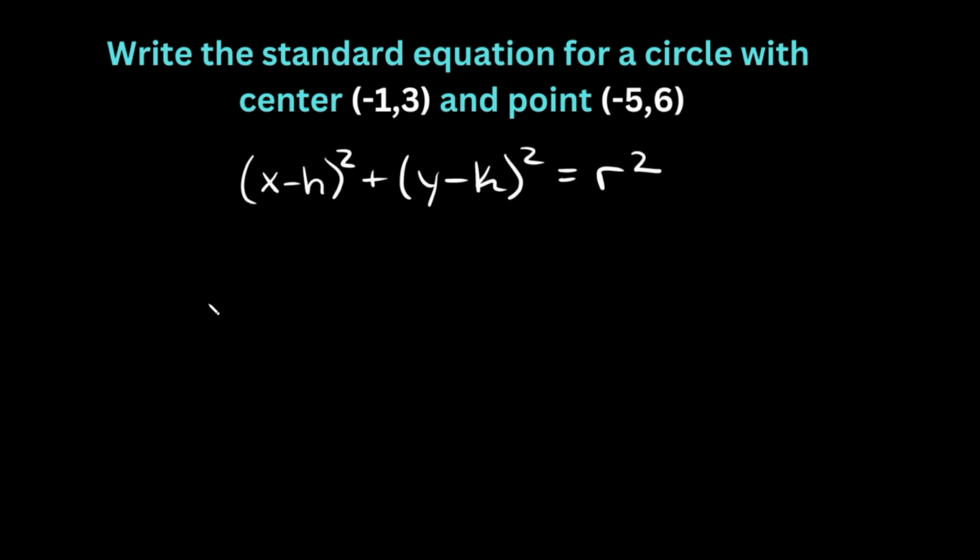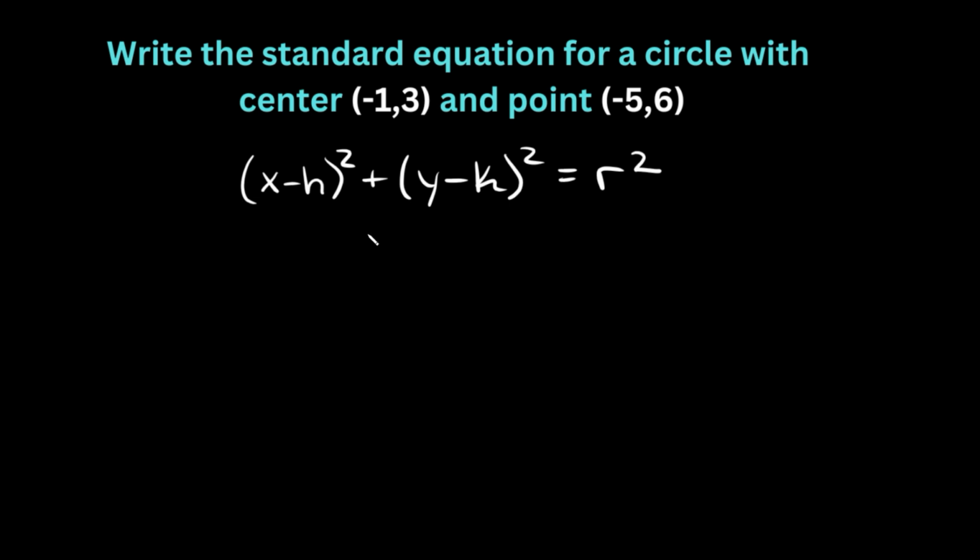All right, let's do this last example right here. So this one says, write the standard equation for a circle with center -1, 3 and point -5, 6. All right, so again, the first thing you want to do is start with the standard equation of a circle, which I have already written right here.